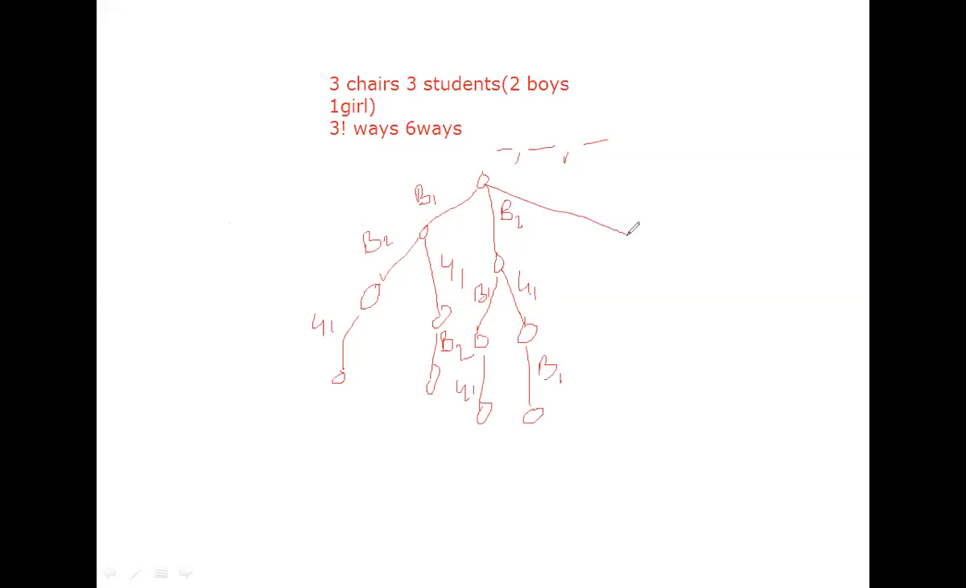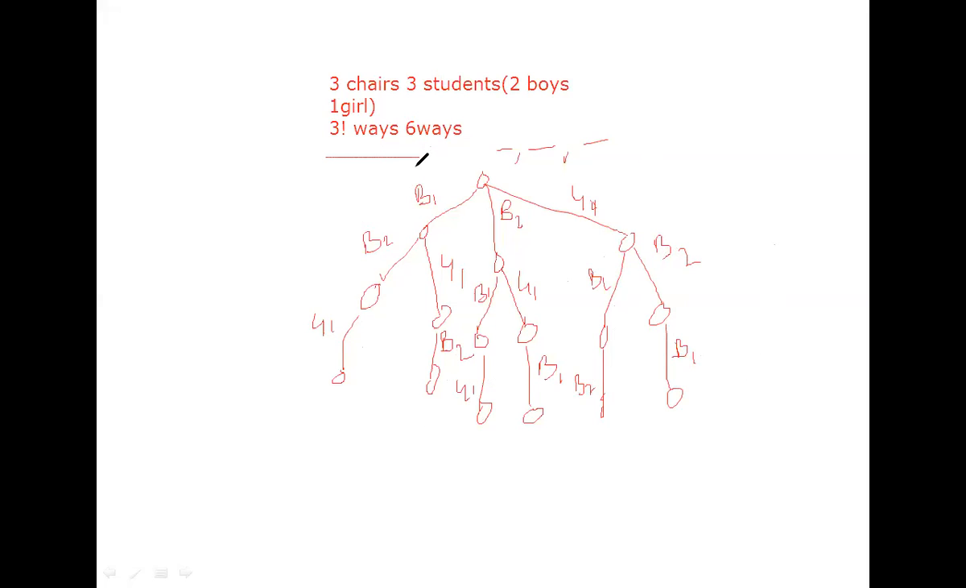Next, I consider another case, that is G1. I choose G1 placed in the first chair. Then there are two possibilities: B1 in the second chair and B2 in the third chair, or B2 in the second chair and B1 in the third chair. So the number of ways we arrange is 6: 1, 2, 3, 4, 5, 6.